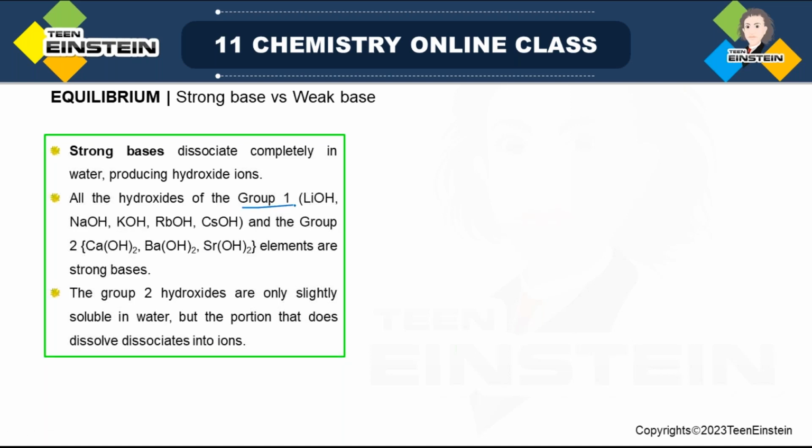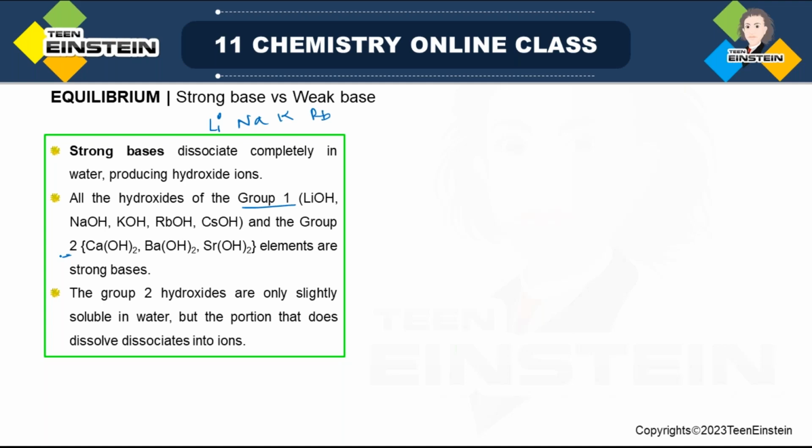Suppose you consider the elements of group 1: lithium, sodium, potassium, rubidium, then cesium. If you consider these group 1 elements and also the group 2 elements like beryllium, magnesium, calcium, barium, strontium, and their corresponding hydroxides, that is LiOH, NaOH.